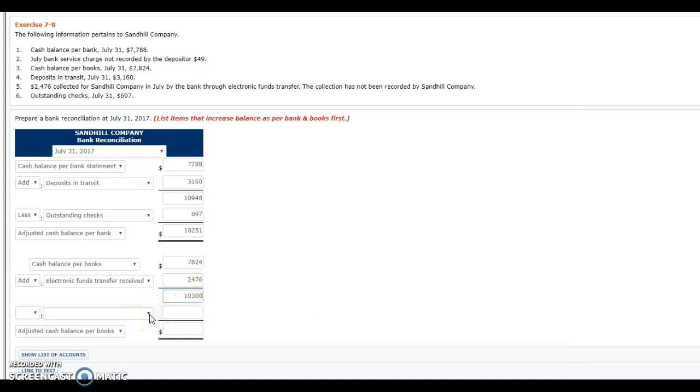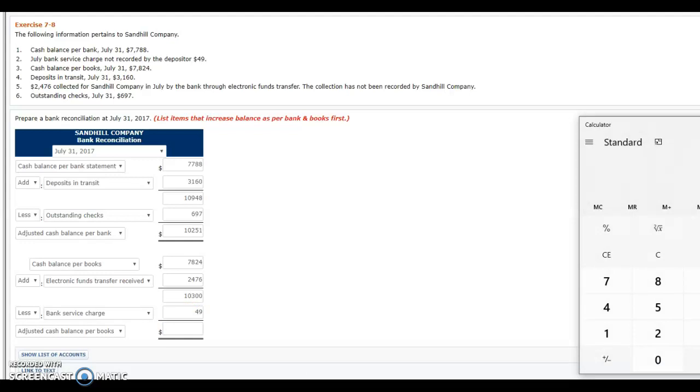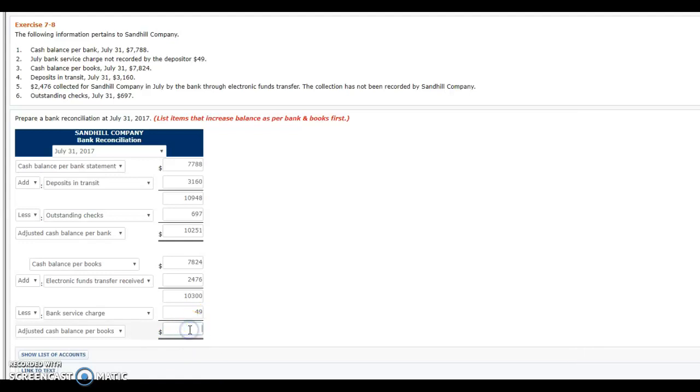And then with that 10,300, we're going to subtract out, up here we have a bank service charge not recorded of $49. So we will take out that bank service charge of $49, and then the adjusted cash balance per book. If we take out the $49, that makes it 10,251. So then the balance per the bank statement and the balance per the books match.